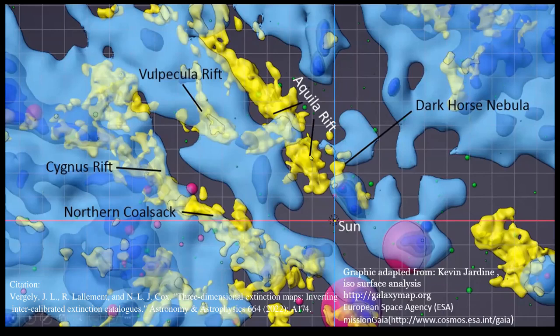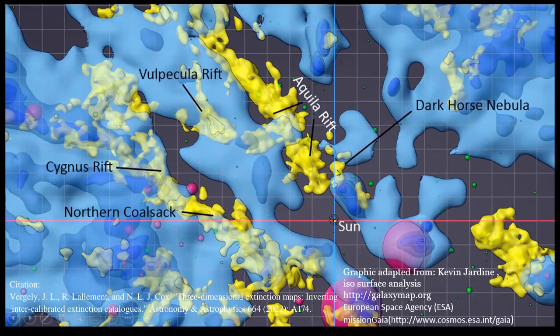I colored the ISO volumes here, Jardine's dust clouds, I colored them yellow. And then the blue are star densities. The higher the star density, the deeper the blue. Okay, and the red circles are hydrogen alpha emission areas. For example, here's the Orion Nebula region right in. Okay, so the sun is right here. Okay, Jardine also on his website, when you download those files, those dust clouds are labeled. Dark Horse Nebula, if you follow the line down, is right here.